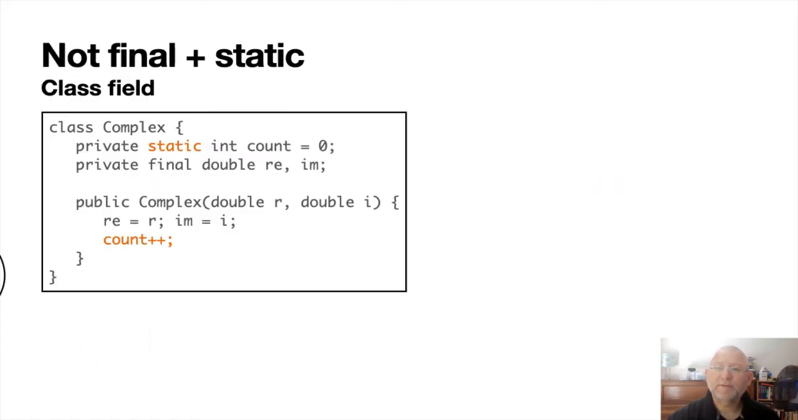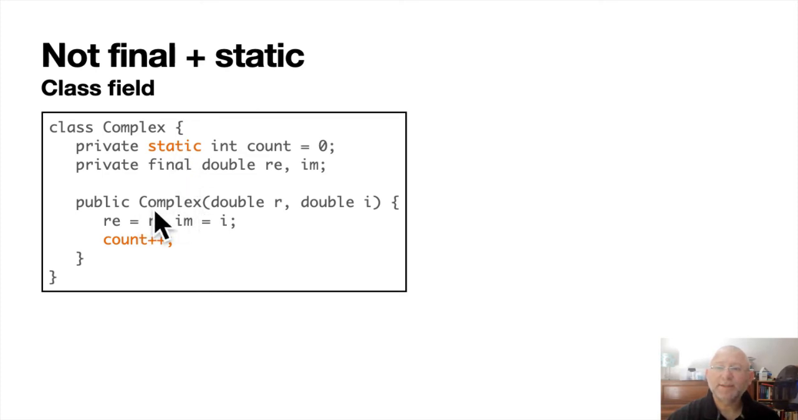And we'll work with Complex again. Here is class Complex. It still has the final RE and IM fields, but now it also has a field count, which will count the number of complex numbers I've created. And it's static, so it's shared by all the instances of class Complex.